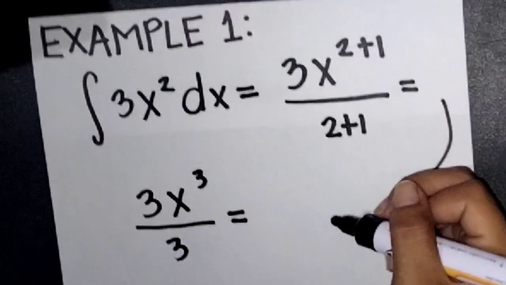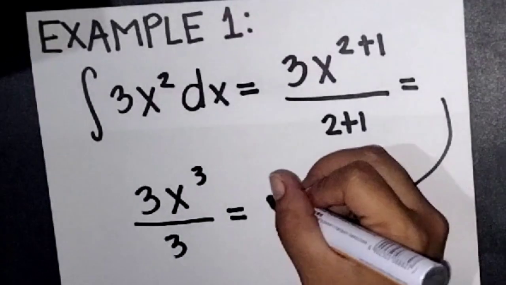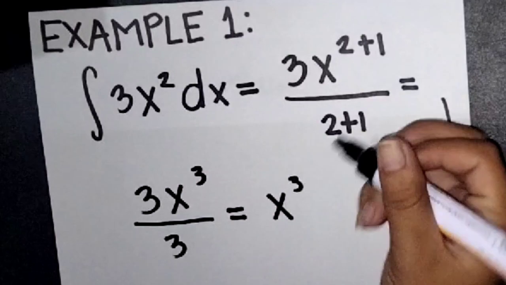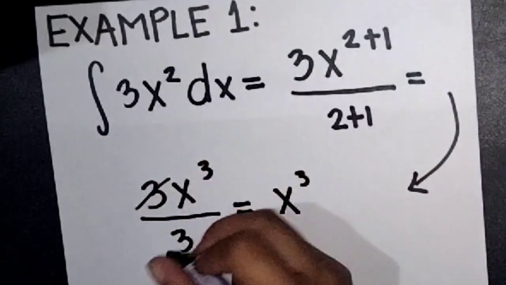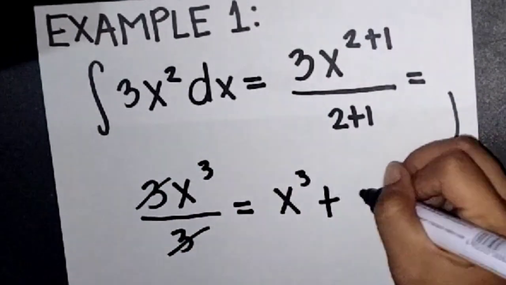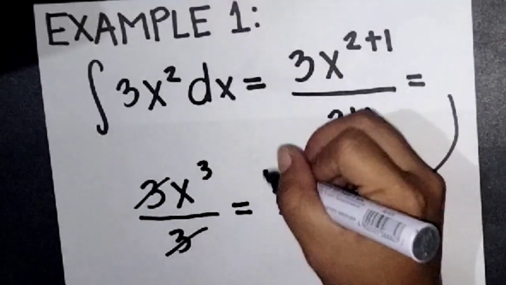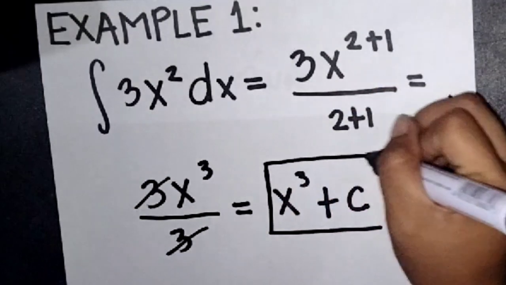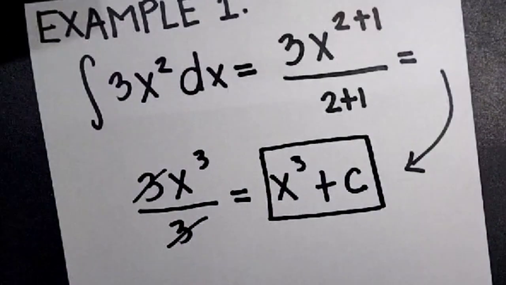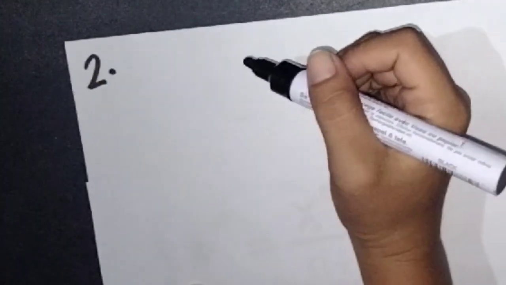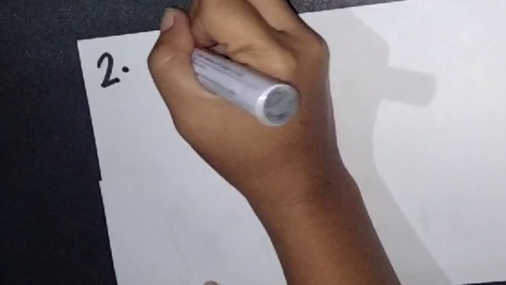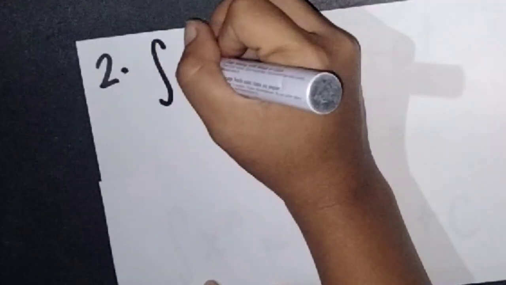And this gives us the original function x cubed, if we reduce this, plus c, which is the constant of integration. And that's the answer of the antiderivative of 3x squared. So for the second example, we're going to find the antiderivative of x to the 4th power.